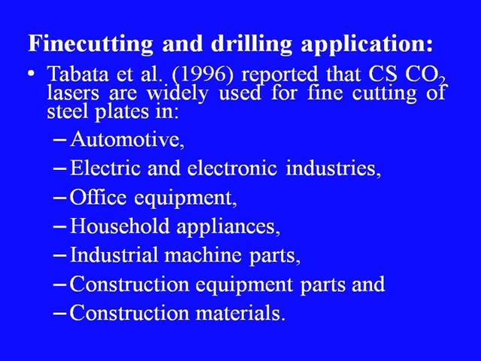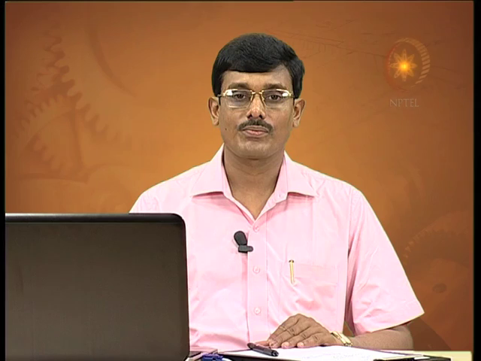Tabata and his teammates in the year 1996 reported that carbon dioxide lasers are widely used for the cutting of steel plates in automotive, electric and electronic industries, office equipment, household appliances, industrial machine parts, construction equipment parts and construction materials. The thickness of such cut steel plates ranges from 0.5 to even up to 16 mm, which is quite thick, and the cutting speed varies from 6 to 1 meter per minute in different cases.